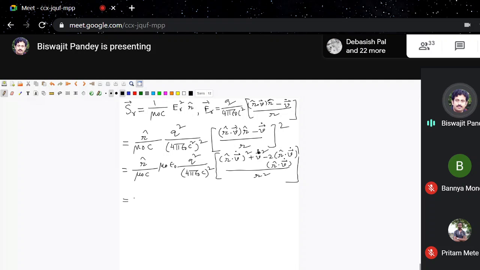Actually, in some books you will find that the CGS unit is used. In some books you will find the SI unit used. So to just compare the results from different books, I used to write this factor separately. 1 by 4 pi epsilon 0, keep it outside the whole entire expression. So that is basically conversion. 1 by 4 pi epsilon 0. Then I have Q square by 4 pi C cube, and then let us simplify this. R cap dot V dot square, and we have minus 2 R cap dot V dot square. So there is 1 R cap square.